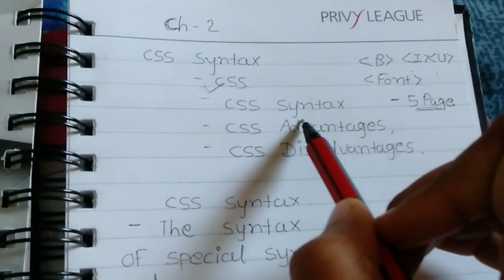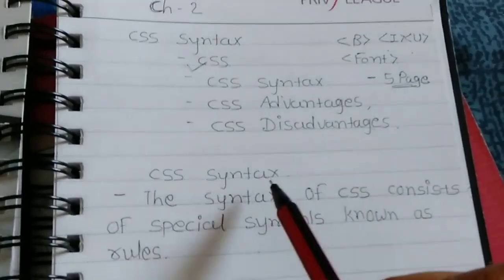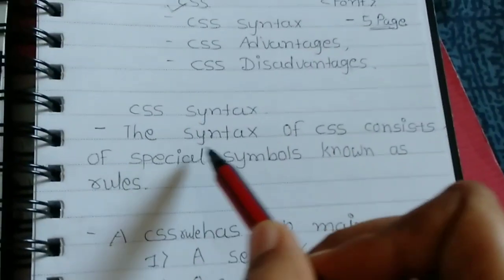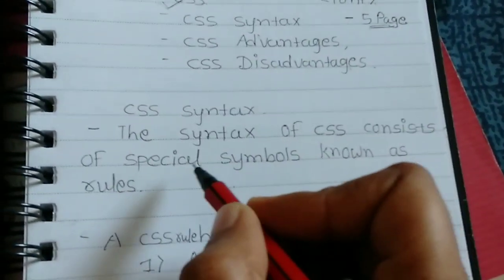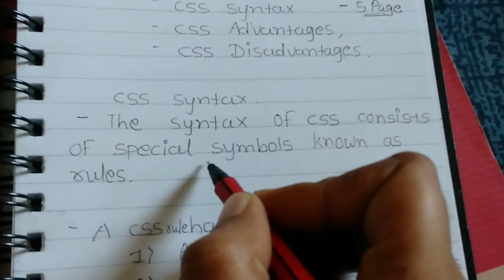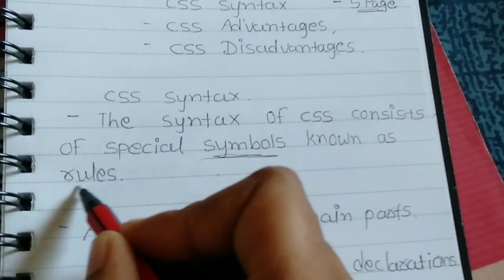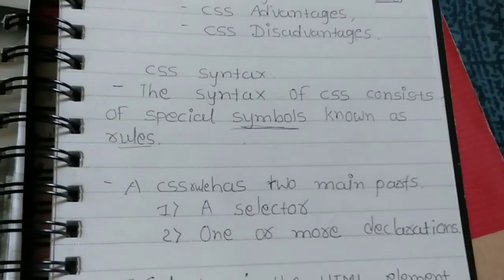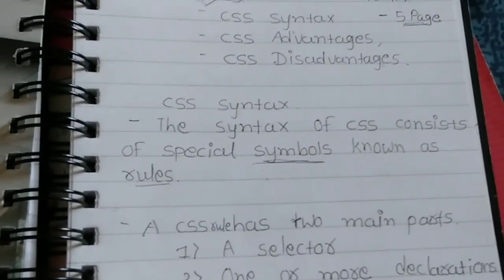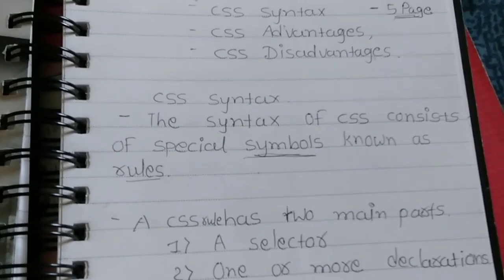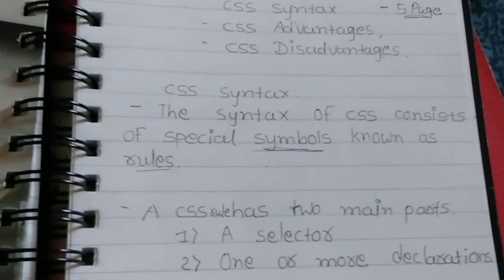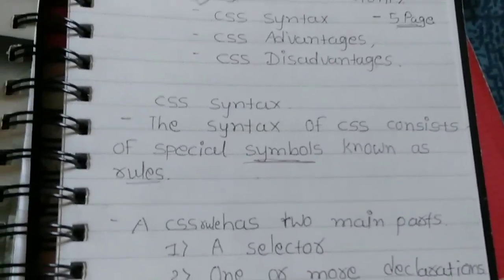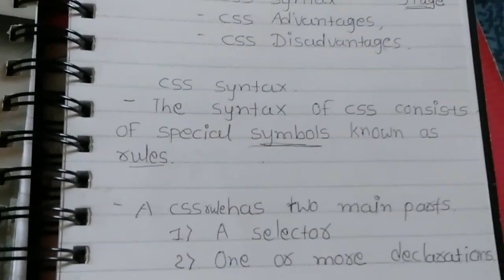Then CSS syntax. Now we have to learn about CSS syntax, and then advantages and disadvantages. The syntax of CSS consists of special symbols known as rules. It means it consists of special symbols, and the symbols are known as rules. Rules means rules. If you want to use CSS, then you have to follow some rules.